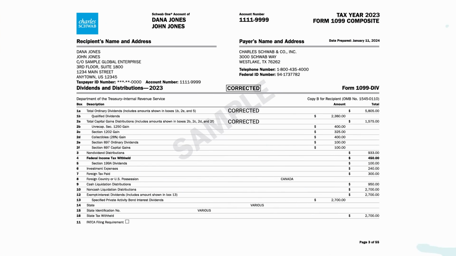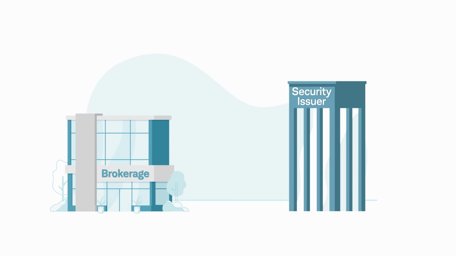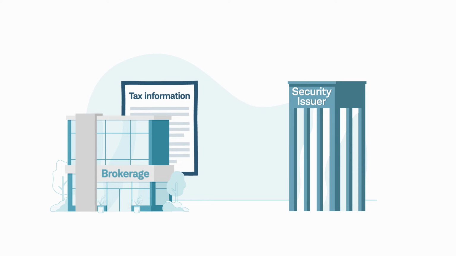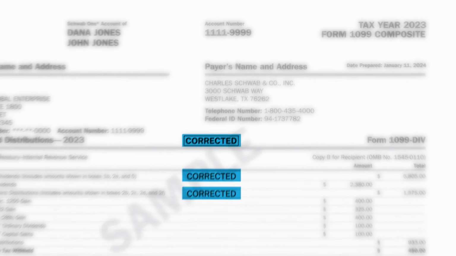Keep in mind, it's not uncommon to receive a corrected 1099 after the original one has been issued. This could happen when a security issuer provides your brokerage firm with updated tax information. If this happens, you'll be notified. Revisions to the 1099 will be clearly highlighted with the word corrected.